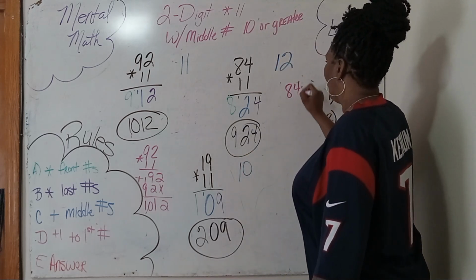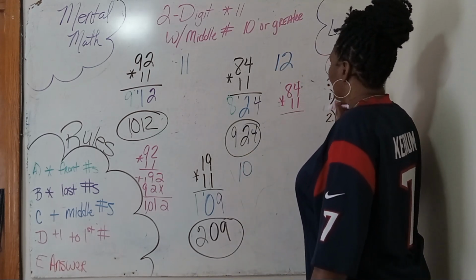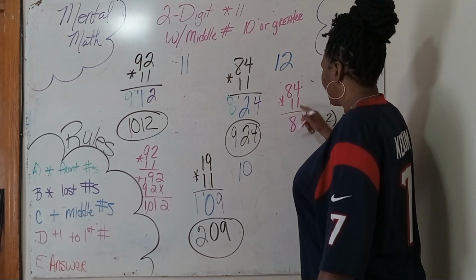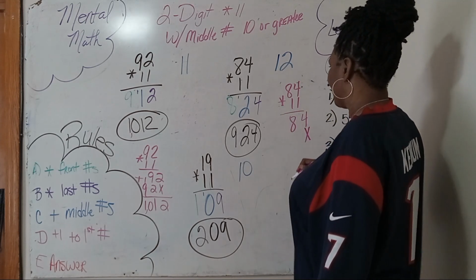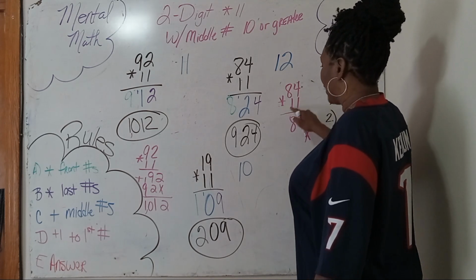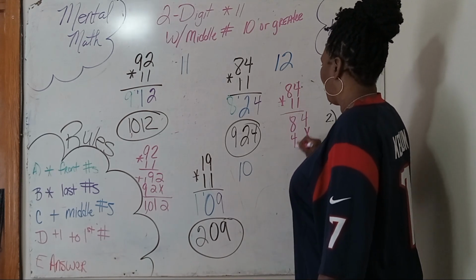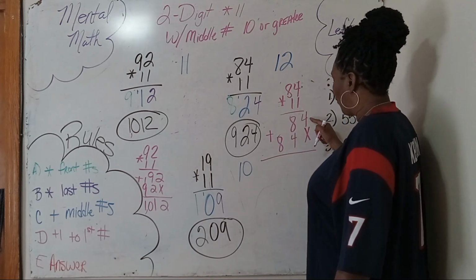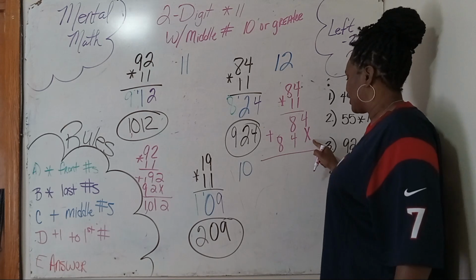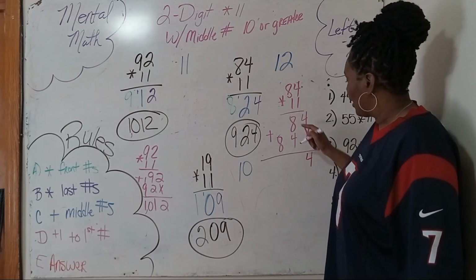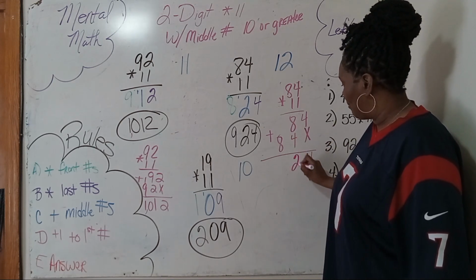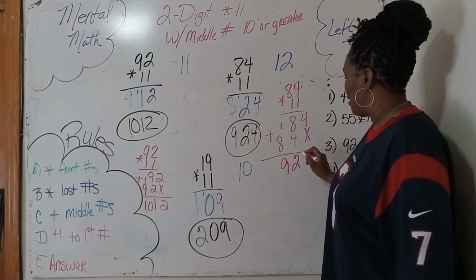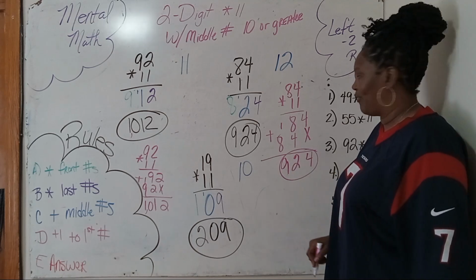Okay? Let's check this one. We have 84 times 11. 1 times 4 is 4. 1 times 8 is 8. I'm through with this 1, so I put an X there because it represents 0. And so I go to this 1. 1 times 4 is 4. 1 times 8 is 8. I add all this stuff together. 4 plus 0, remember the X represents a 0. 4 plus 0 is 4. 8 plus 4 is 12. I put my 2, I carry my 1. 1 plus 8 is 9. My answer is 924. It checks.